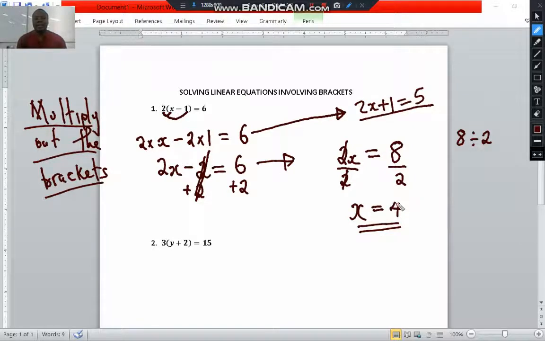So you can see, if you say x is equal to 4, this statement here is true, because we are going to say 2, then where there is x, we put 4 minus 1. We are saying this should be equal to 6. Now you can see that 4 minus 1 is 3, times the 2 which is outside, and it gives us 6.